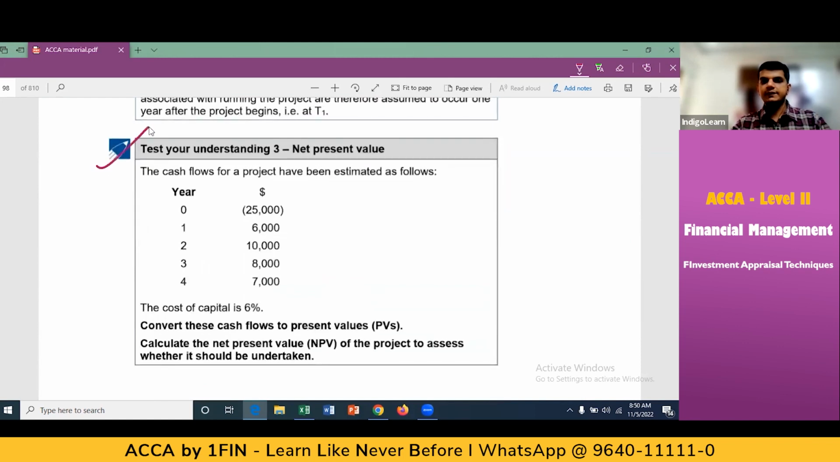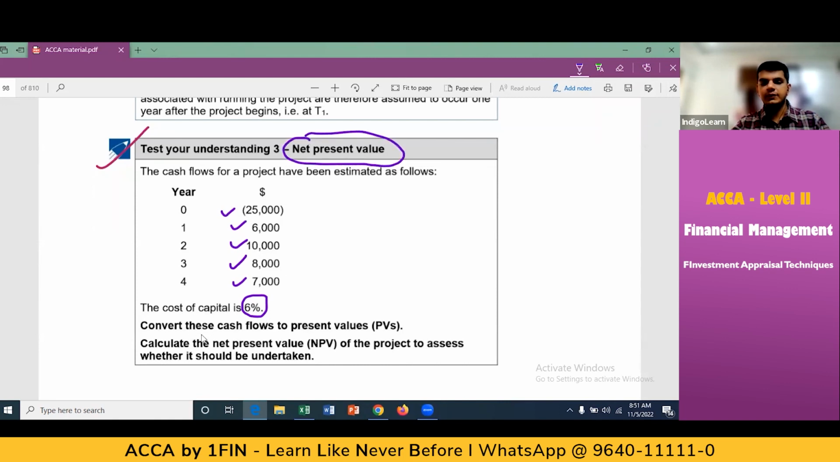So we'll just see the first example. The cash flows for a project have been estimated as below. That is year 0, 25,000 initial investment. Then in year 1, you will be getting 6,000. Year 2, 10,000. Year 3, 8,000. Year 4, 7,000. The cost of capital, that is the discounting factor, is 6%. You have to calculate NPV.